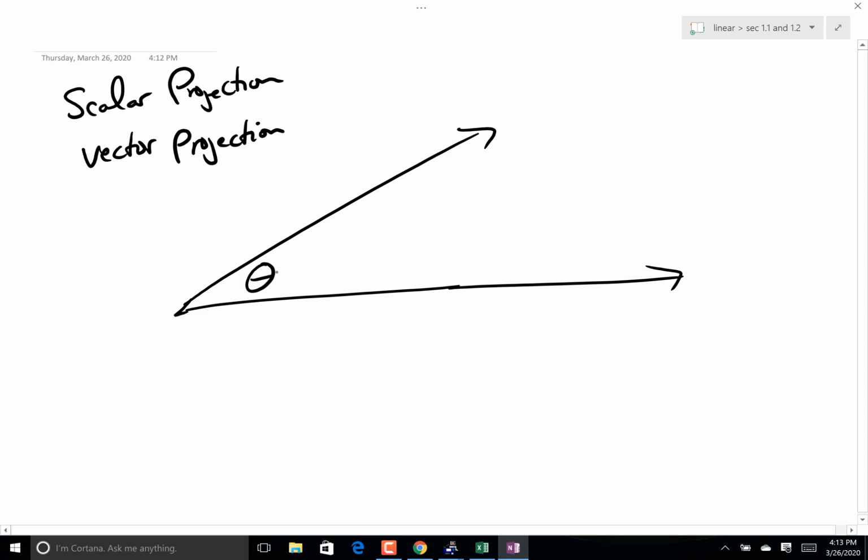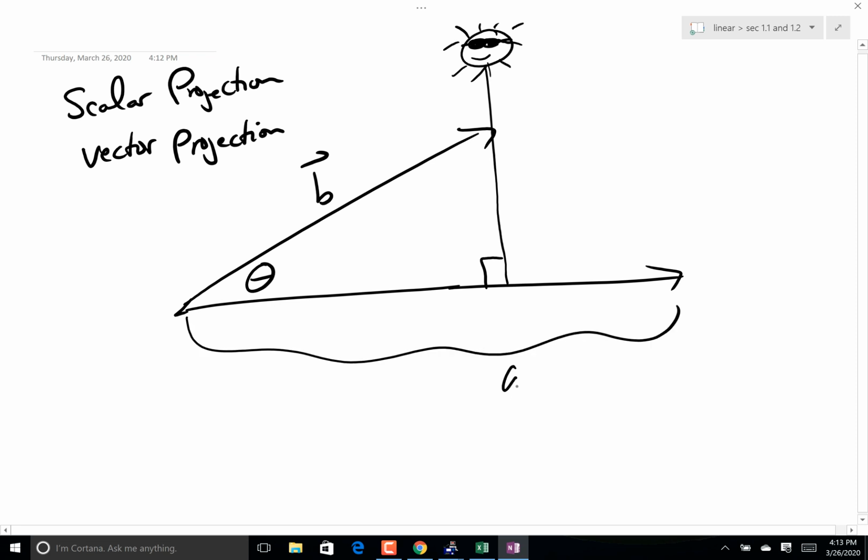It doesn't really make any difference how you draw this picture. There's an angle there somewhere. I'm going to do B onto A. The way I like to draw the picture, I draw the sun up here. It's directly at high noon. The shadow is straight down, of course, forming a right triangle. This whole bottom vector is vector A, and you're projecting the shadow of B onto A.